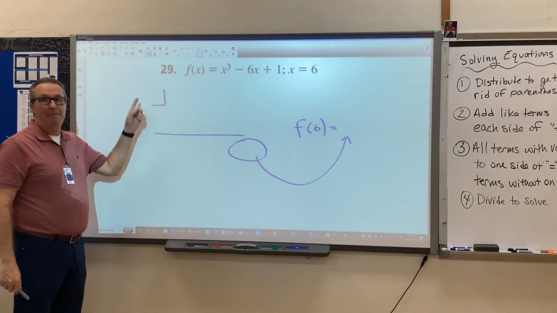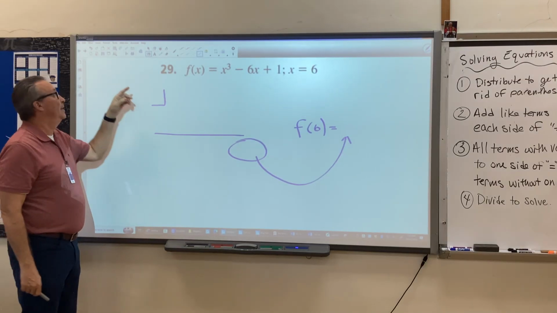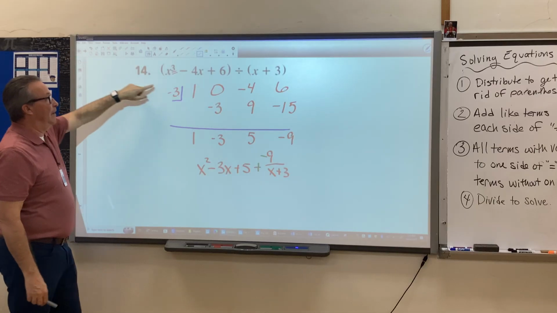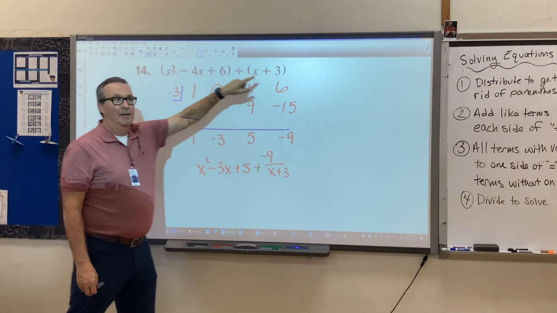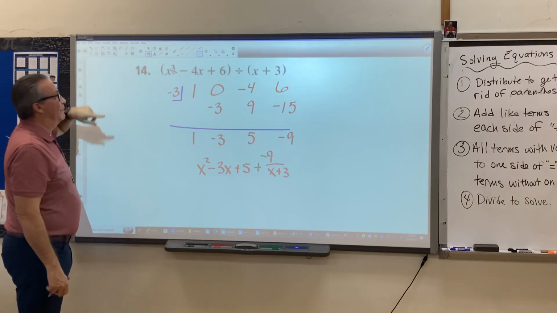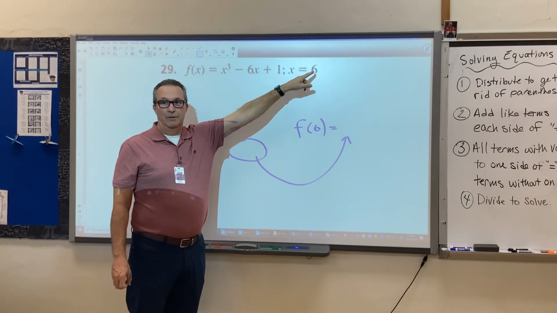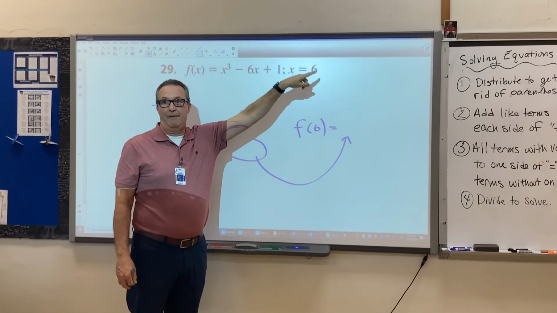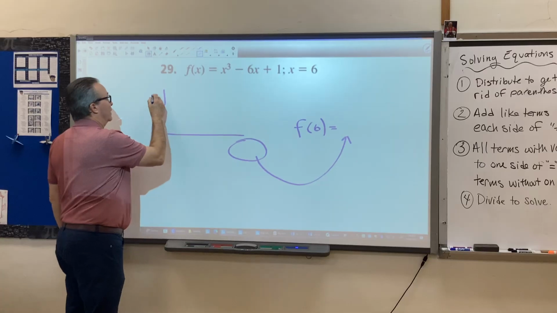What number is in the box? Remember, this is different. Because before we were looking for the value of x that makes it 0. But this time they give you a value of x to use. So don't change the sign. Use that value of x. 6. Yep, 6 goes in the box.